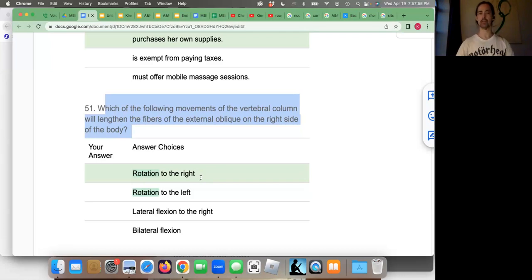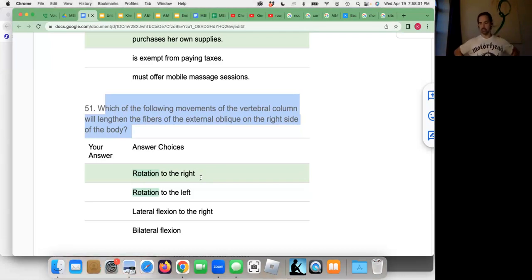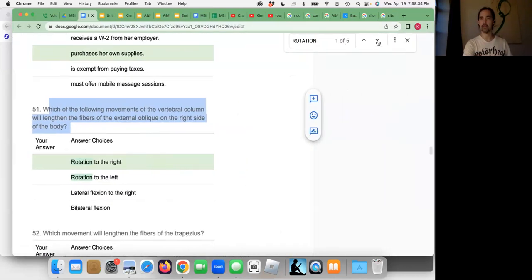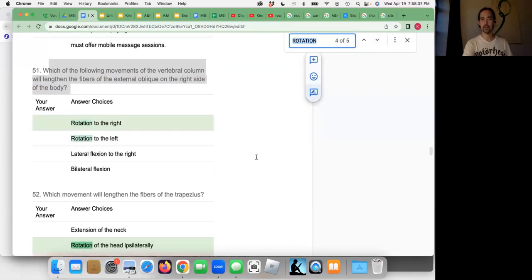Okay, so if we're talking about the right obliques, the obliques are on the front, the side, wrapping around to the back. So lengthening them would be right side rotation. Yeah, so the right side coming forward, rotation to the right. No, that'd be the other way. So left side coming forward, rotation to the right would be the left shoulder coming forward, and the head and chest turning toward the right, center line turning toward the right. That lengthens the fibers of the oblique. Right rotation. Let's see what other rotation questions we can find. Okay.